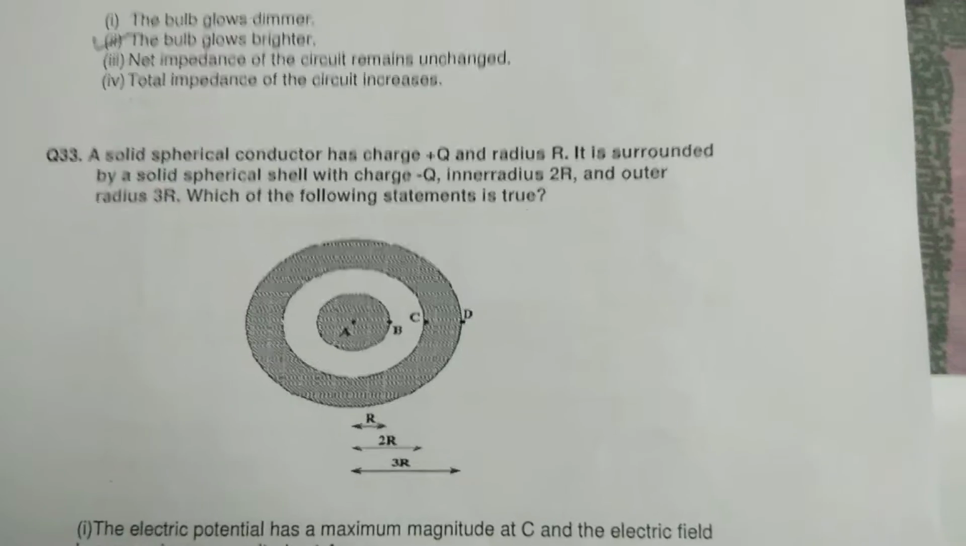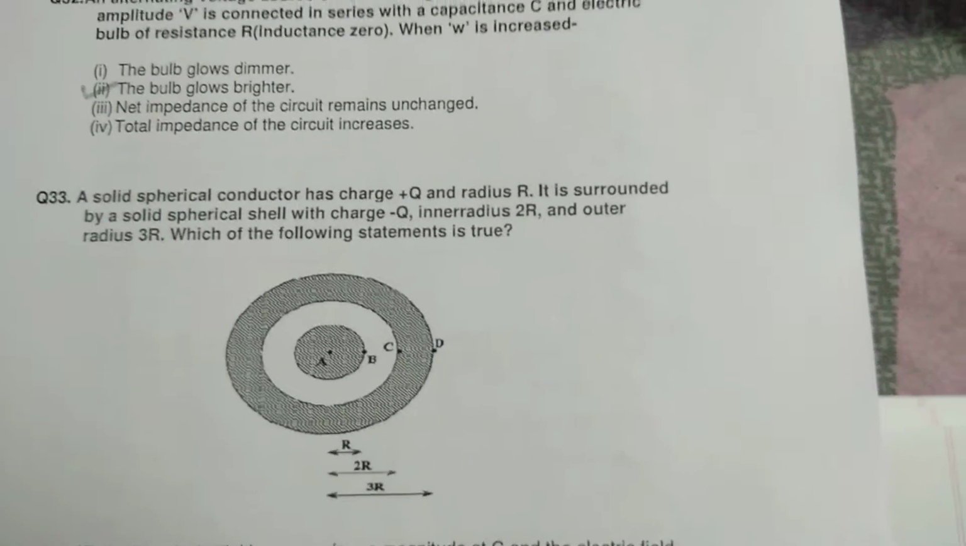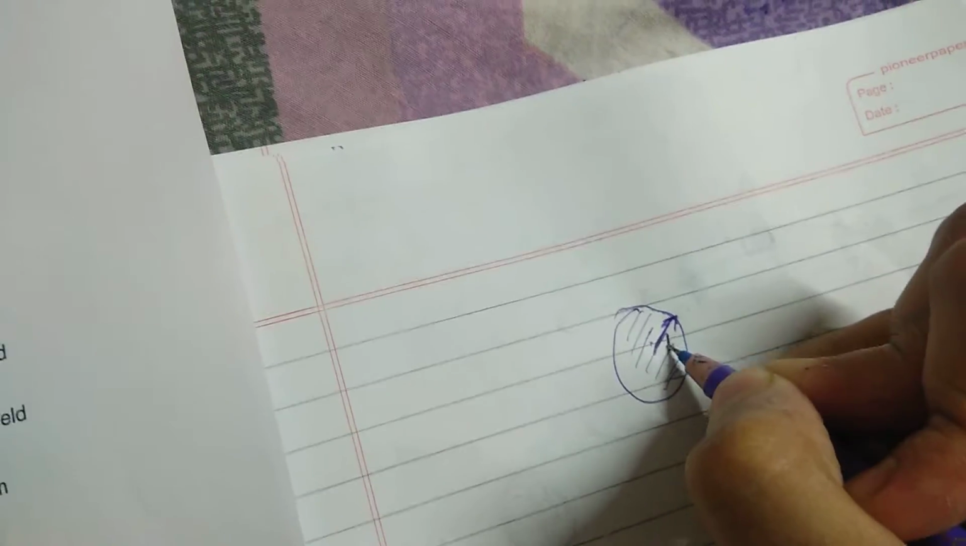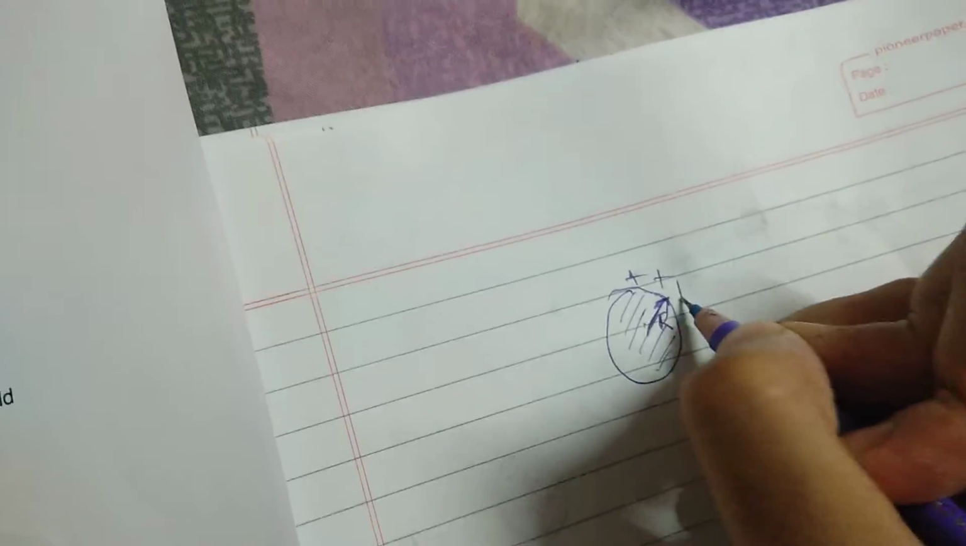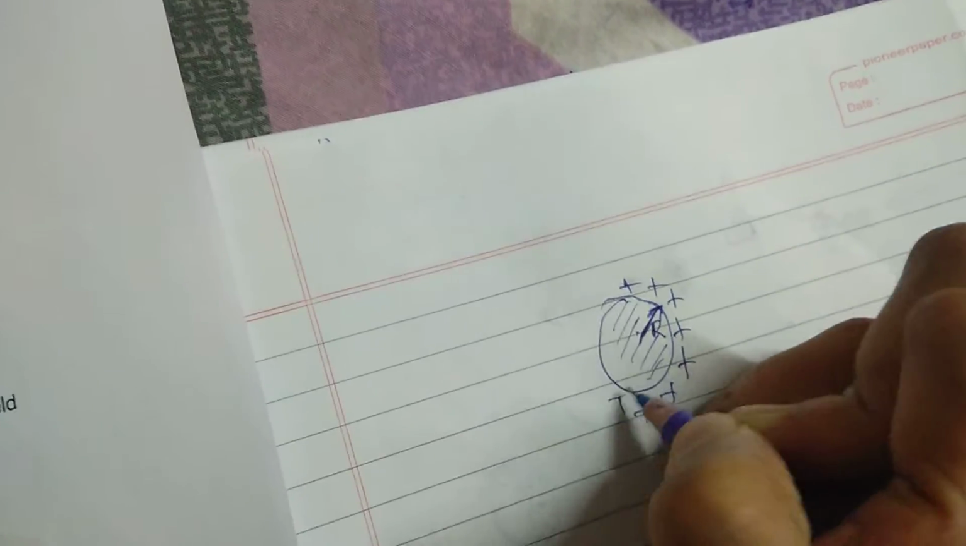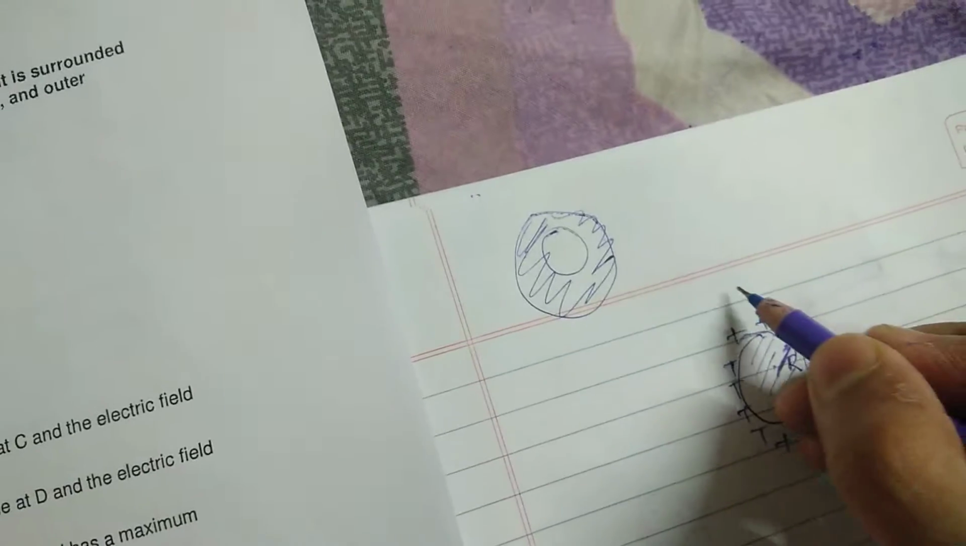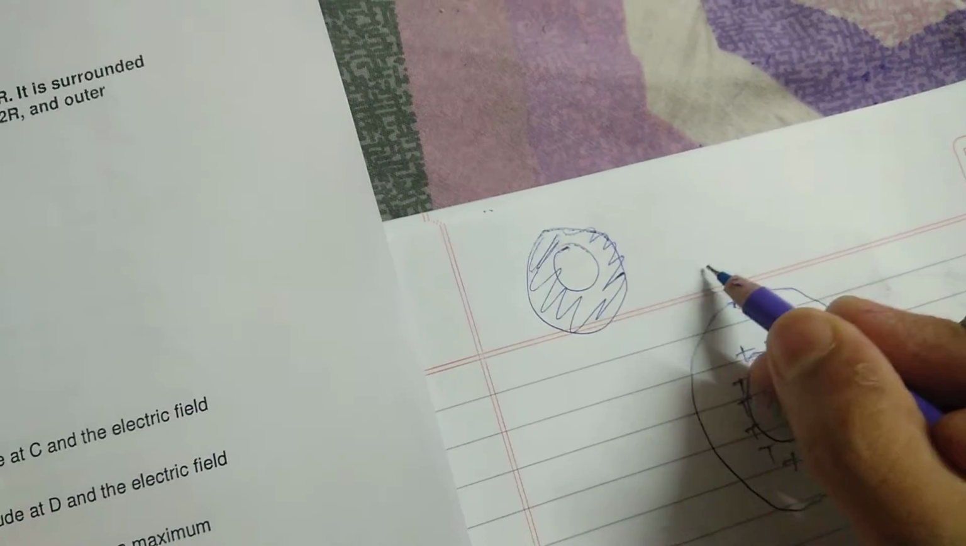So anyway, what they've given is, you have a solid shell here with charge plus Q. A solid spherical conductor has charge plus Q and radius R. Now, where will the charge reside? We know that for a conductor, the charge will always reside only on the surface. So this radius is R, and the charge will be only on the surface. Plus charge only on the surface. Next we have a shell. Like this part is solid, but this part is hollow. So this shell we have kept like this.